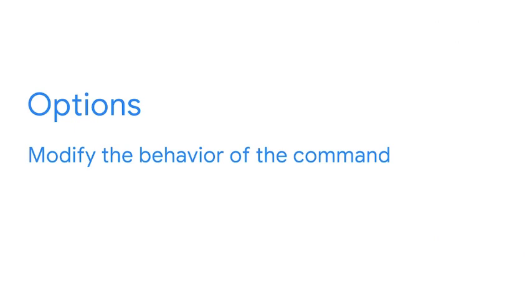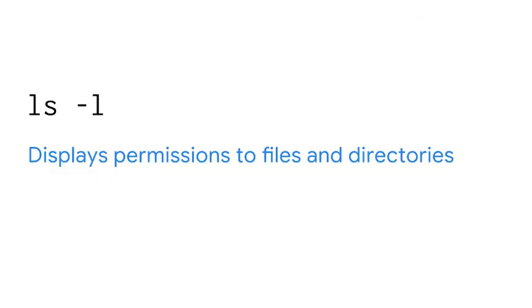First, we need to understand what options are. Options modify the behavior of the command. The options for a command can be a single letter or a full word. Checking permissions involves adding options to the ls command. First, ls -l displays permissions to files and directories.